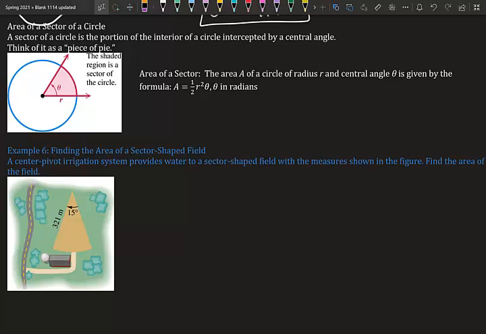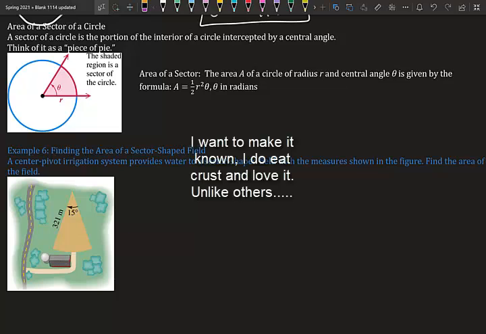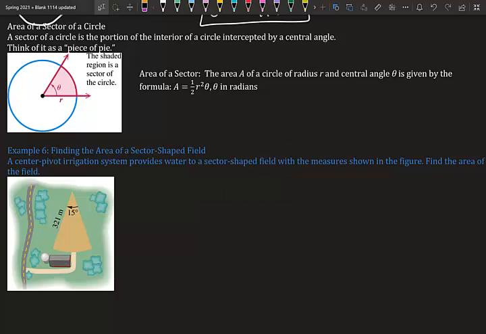Area of a sector of a circle. A sector of a circle is the portion of the interior of a circle intercepted by a central angle. Think of it as a piece of a pie. So the shaded region, that's the area, that's the actual pizza that you're eating. Not the crust, the actual pizza that you're eating, the cheese, all that. So area of a sector, the area A of a circle of radius r and central angle theta is given by the formula A equals 1/2 r squared theta, and again, theta has to be in radians.